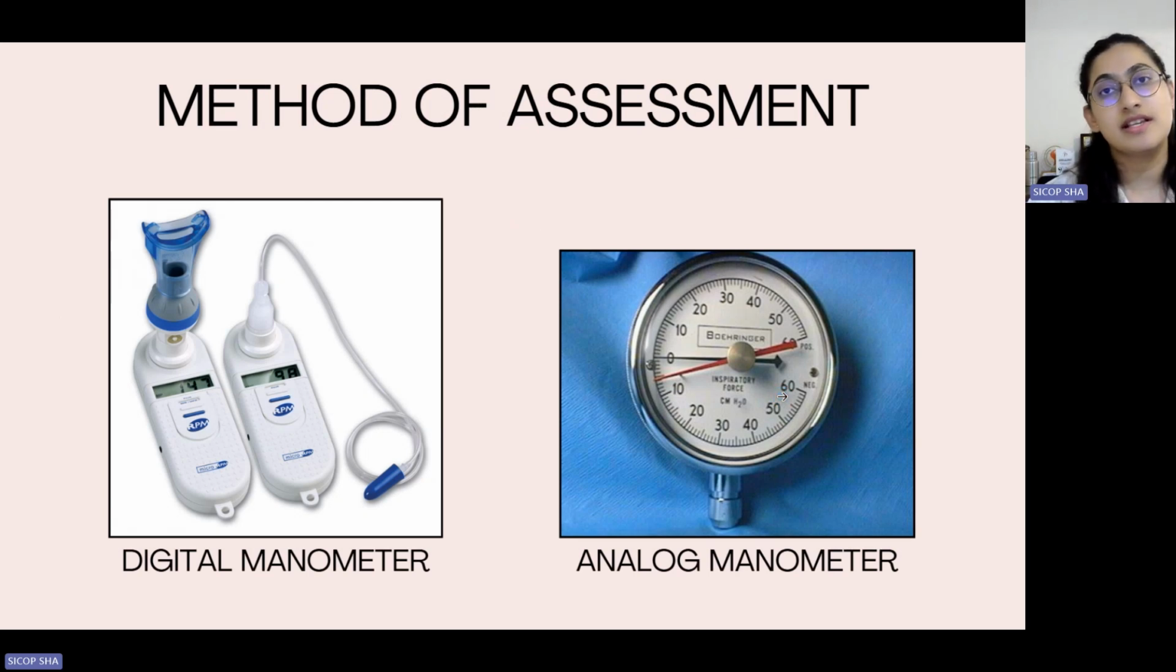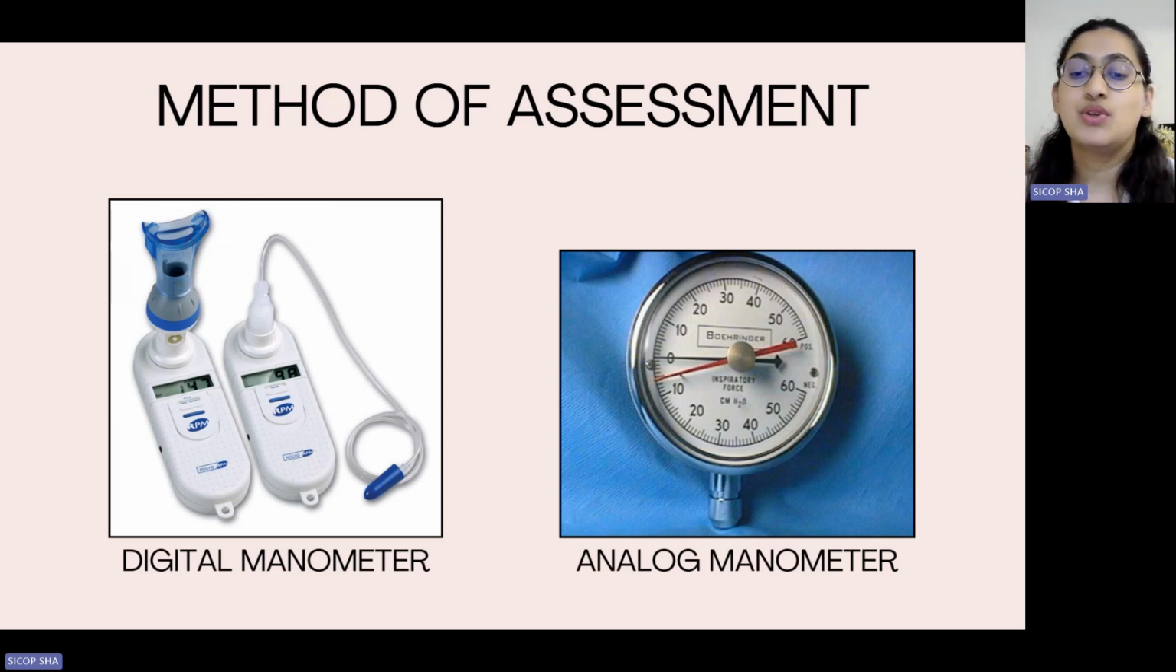Coming to methods of assessment, there are two types of manometers which can be used. Either it can be digital or analog, which are going to help you understand what the maximal inspiratory pressure of a person is. So talking about the methodology in which it is done.